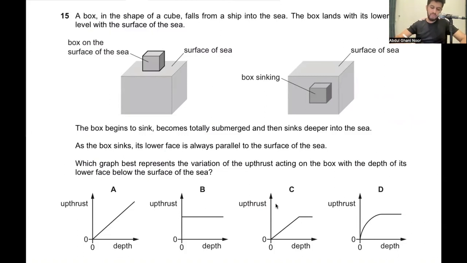Which graph best represents the variation of the upthrust acting on the box with the depth of its lower face below the surface of the sea? So my question to you is, this is the lower surface of the box. When the lower surface is outside the water, at the top of the surface of the water, what will be the upthrust on this box initially when it's outside? 0? Yes. Because it's not inside the water, it will experience no upthrust.